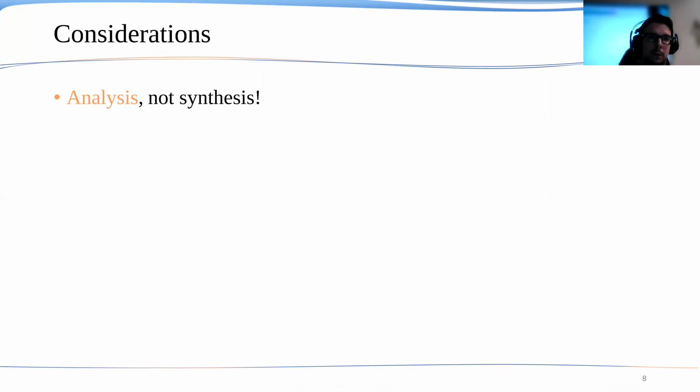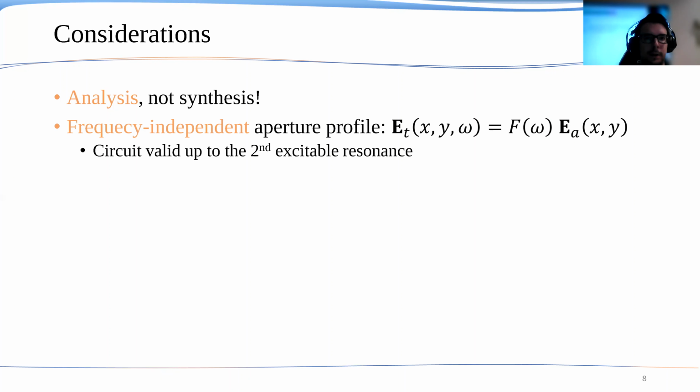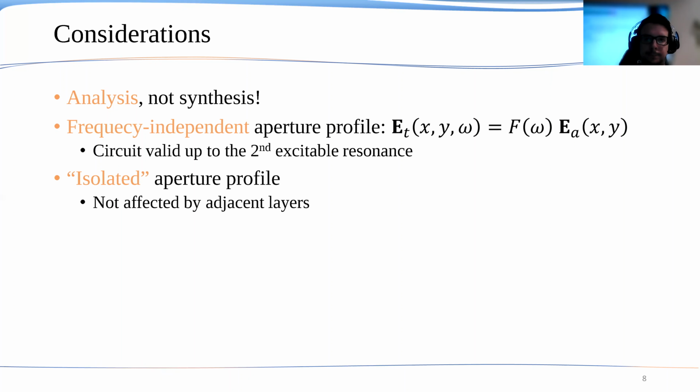Before continuing and showing some numerical examples, first of all, we should state that the proposed formulation is an analysis method, not a synthesis method. In the formulation, we are assuming that the tangential fields are expressed with frequency-independent aperture profiles. This means that our circuit is valid up to the second excitable resonance of the considered aperture. Furthermore, we are considering that the aperture fields are estimated independently, without coupling between layers. As we will see, this leads to very good results.